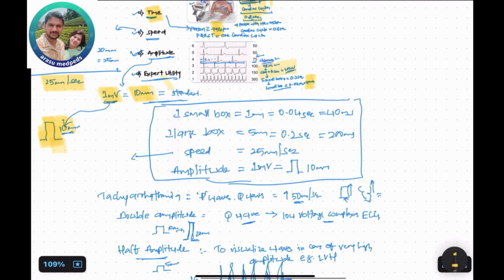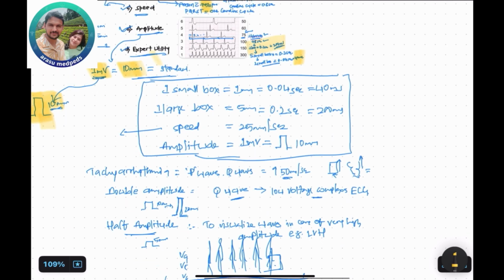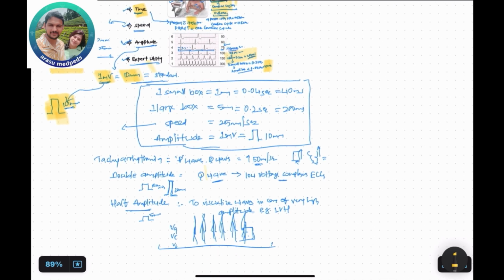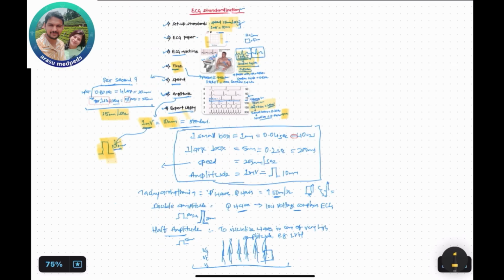Then finally, about the various practical situations where we can utilize or alter the calibers of ECG to find out waveforms which are not clearly visualized. Hope you have understood about ECG standardization.